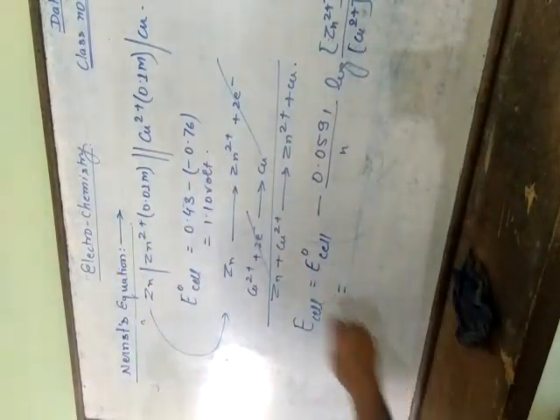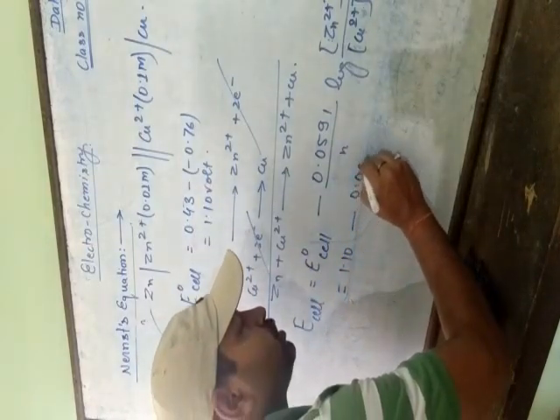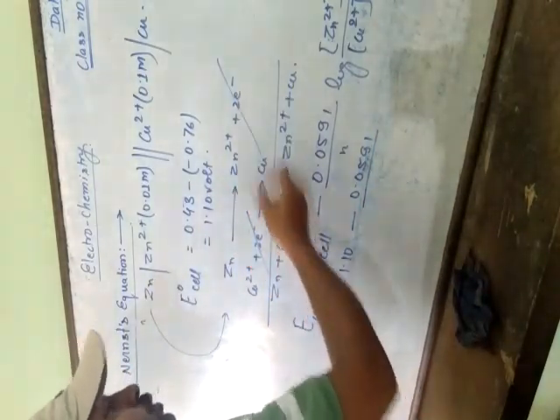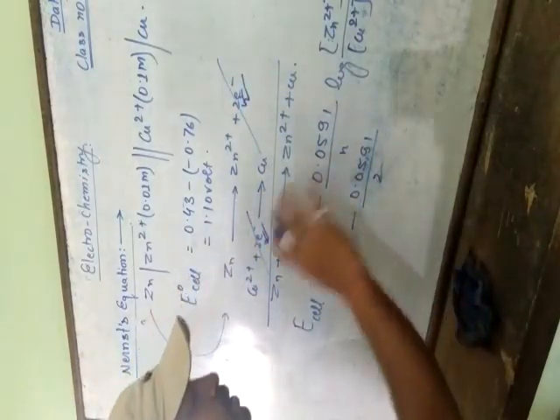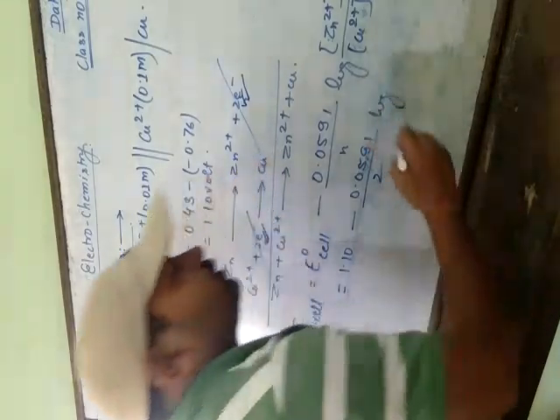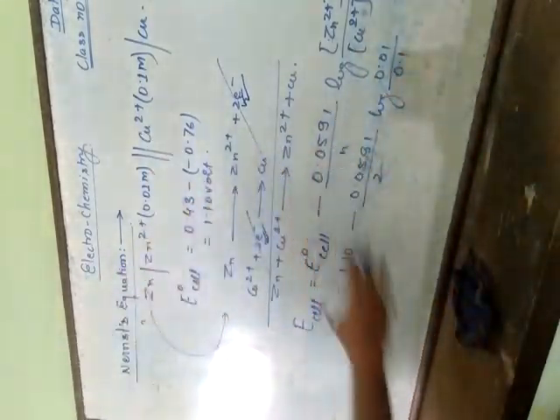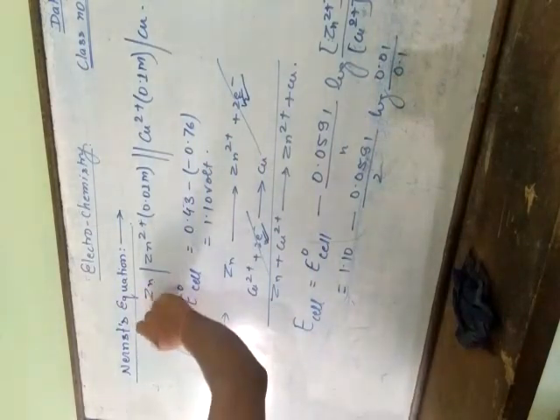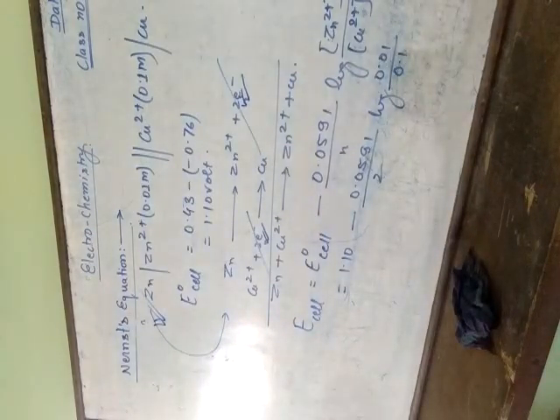Now students, put the value of E0 cell, 1.10, minus 0.0591 by how many electrons are transferred in this reaction? 2 electrons. Losing of 2 and gaining of 2. So 2 electrons are involved in this reaction, log of Zn2+ concentration 0.01 over Cu2+ concentration 0.1, and solve to find the E cell of the following equation at any concentration.